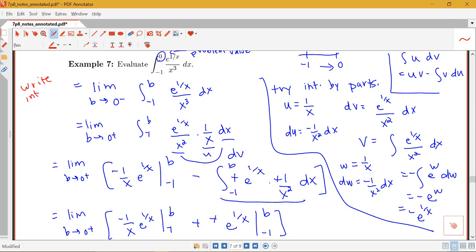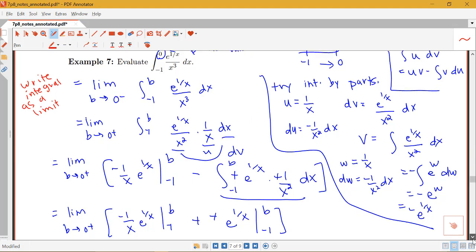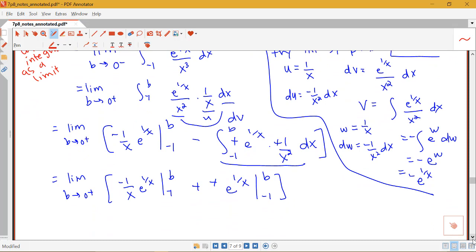we write the integral as a limit first, very first step every time. Then the next couple of steps involved finding the antiderivative. And now I need to make sure that I plug in my bounds in terms of b, which is the particular variable that I've chosen in this case.